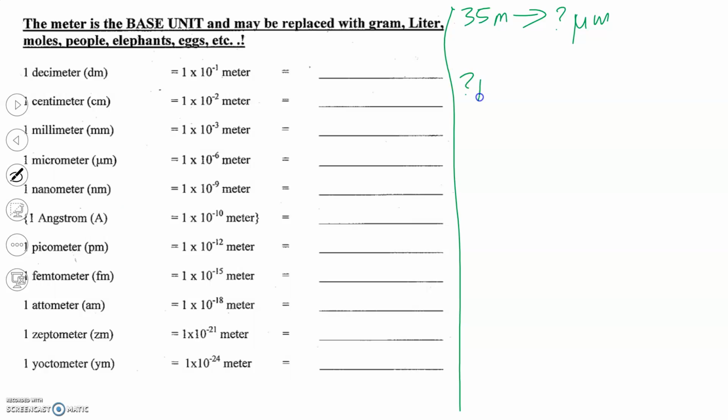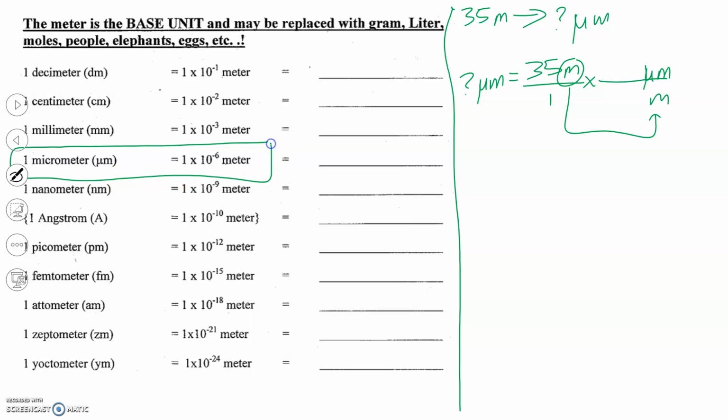But again, we're going to start off with question mark micrometer equals 35 meters over 1. That is going to equal, and then again, we have meters on top, so that's going to go down below. And then we're going to have micrometer on top. We go over to our metrics chart, and we look at this. And again, I'm going to draw my line. So 1 goes with micro. 1 times 10 to the negative 6 goes with the meter. So 1 times 10 to the negative 6, and then 1.